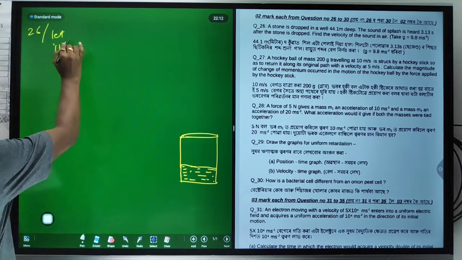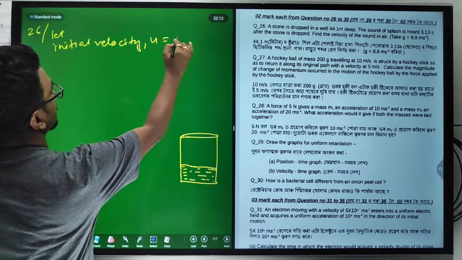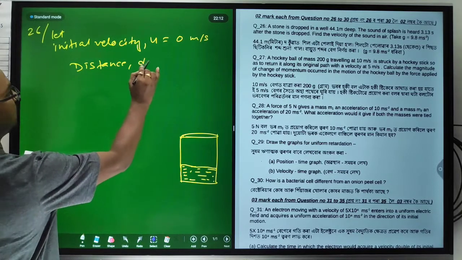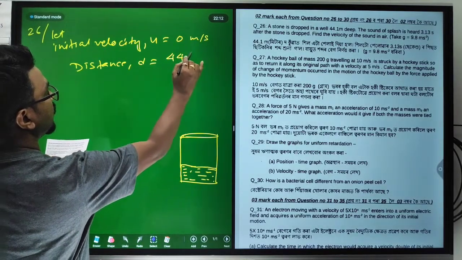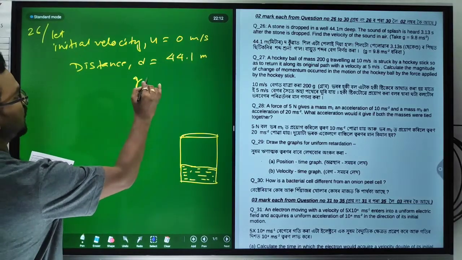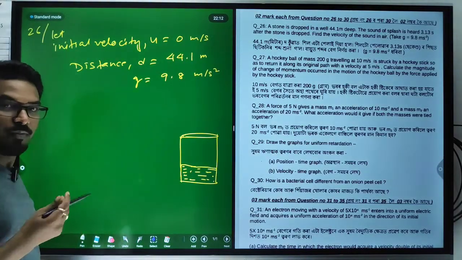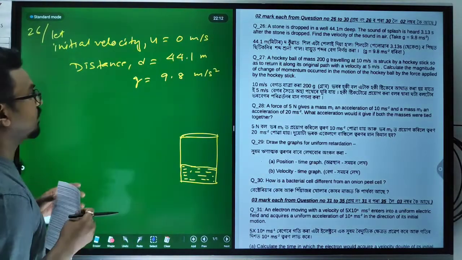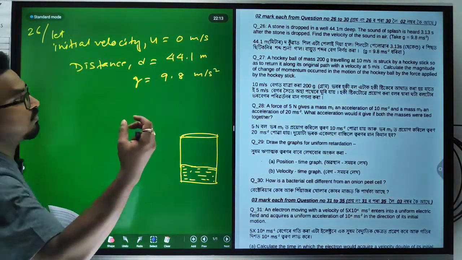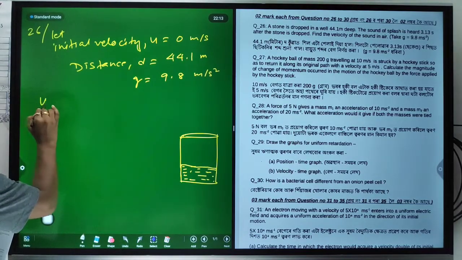Let the initial velocity be 0 meter per second, since the stone is dropped. The distance is given as 44.1 meter. And acceleration is the gravitational pull, g equals 9.8 meter per second square. If you drop a stone, there is a gravitational pull, so it will move with 9.8 meter per second square.